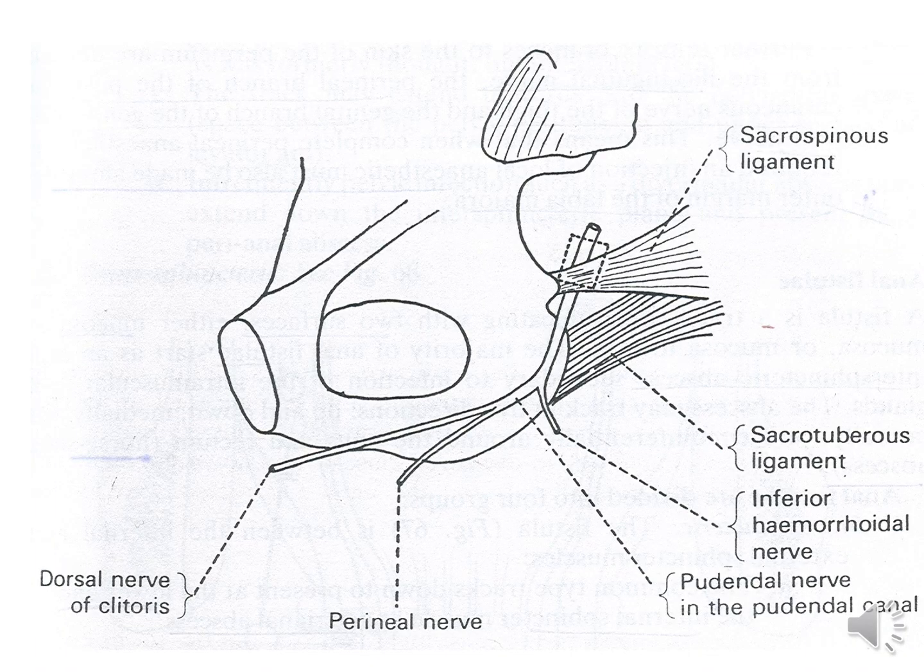Here we can appreciate the pudendal nerve in the pudendal canal. This is the line diagram, and we can see how the pudendal nerve comes through the lesser sciatic foramen into the pudendal canal, and divides into the perineal nerve, the dorsal nerve of clitoris, and the inferior rectal nerve, which was previously known as the inferior hemorrhoidal nerve.